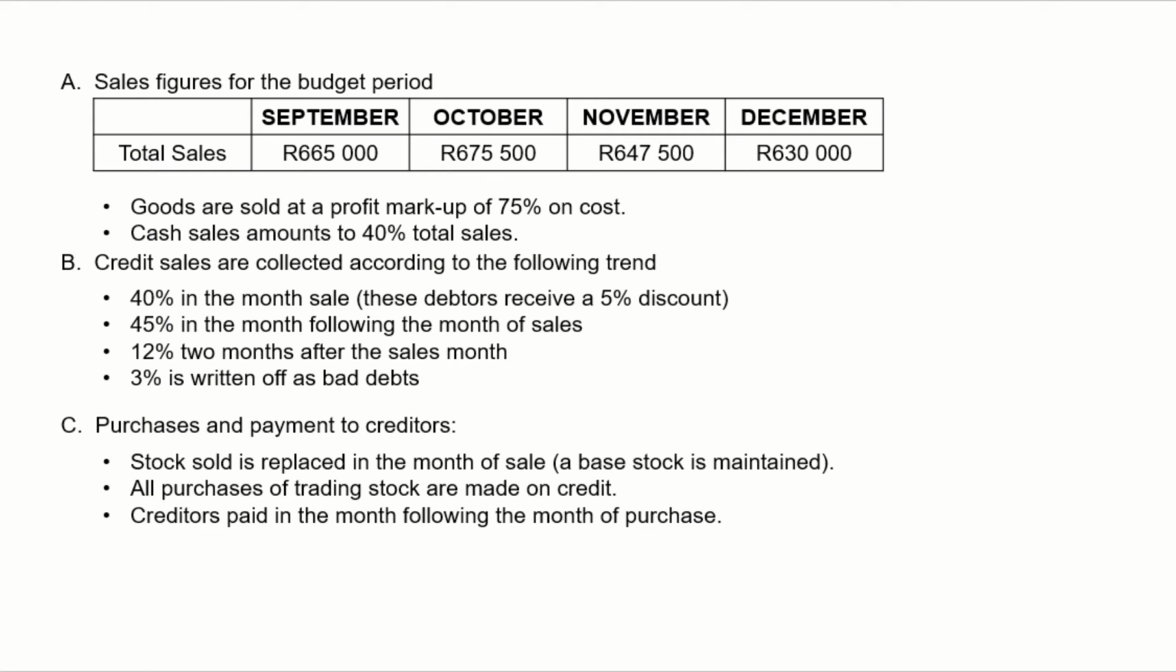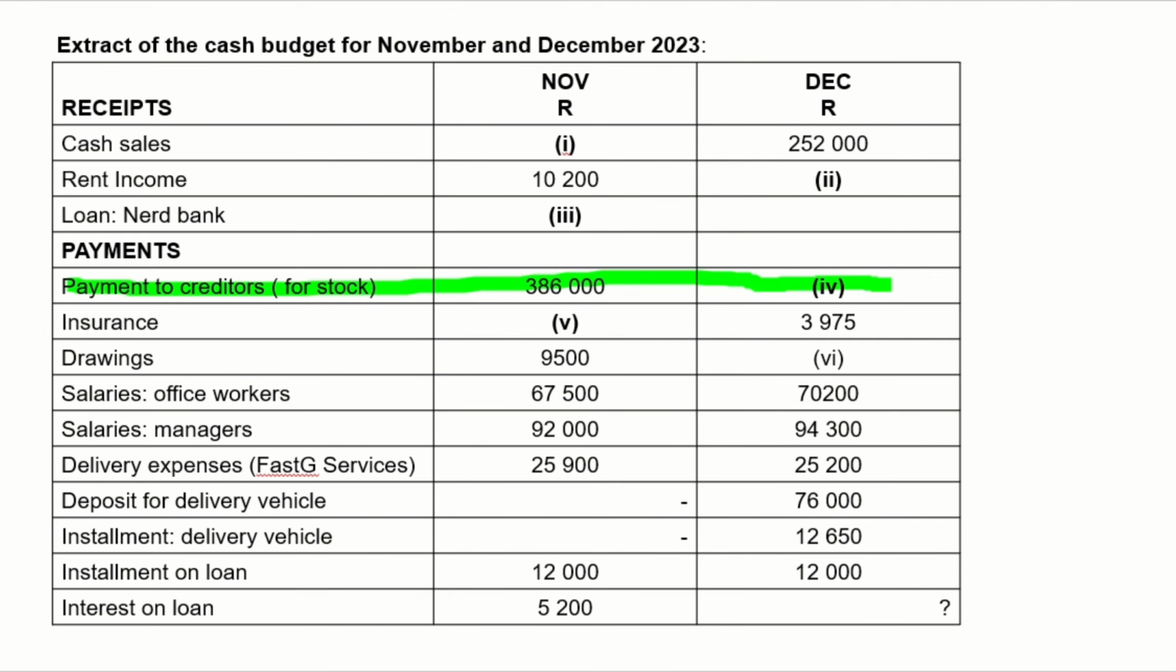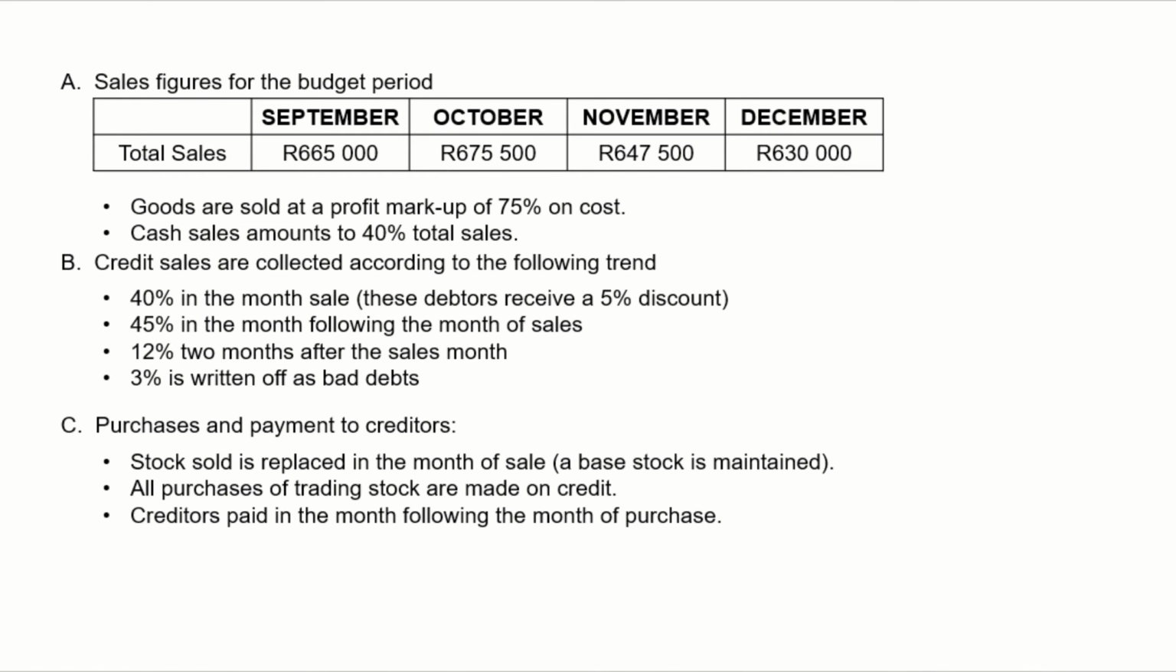All right. So now we're gonna go back to our extract. Now on our extract, they're looking for the payment for the month of December, meaning that our focus will be on the November purchases. Okay. Now we go back to our information to find the November purchases. Unfortunately, we only have the sales figures, but the first bullet reads that goods are sold at a profit markup of 75% on cost. So immediately where you see the talk of the markup, your mind must immediately go to cost of sales.